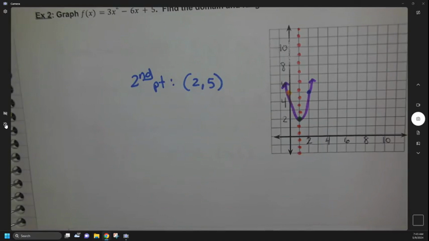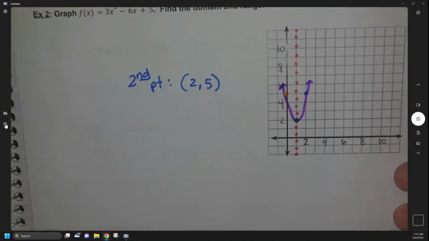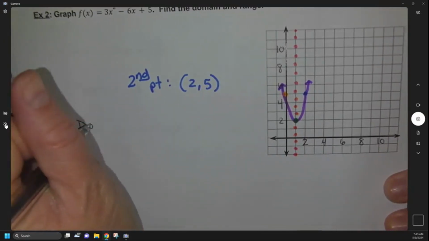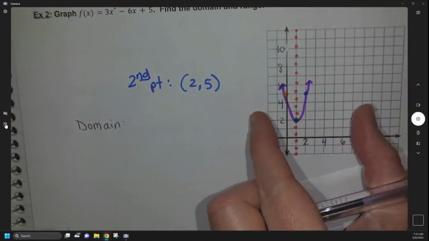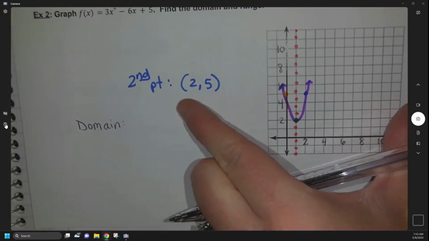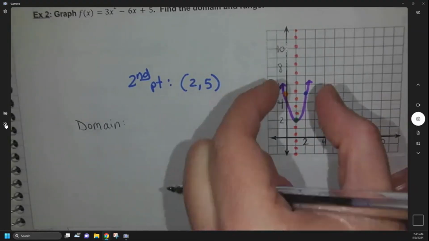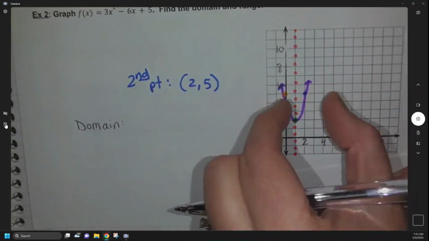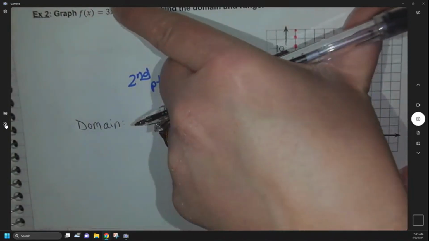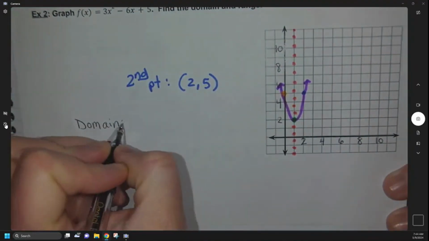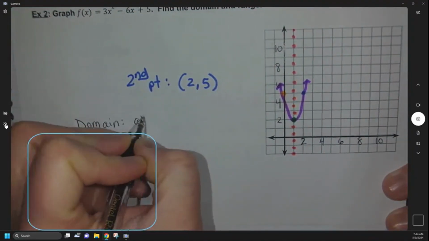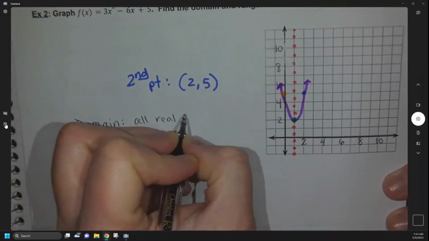Now they're asking us to find the domain and the range. Remember that the domain is our x values. I can continue to put in x values to infinity in both directions, and it's going to give me a value for my graph. The graph is going to continue out to infinity. So our domain is all real numbers.